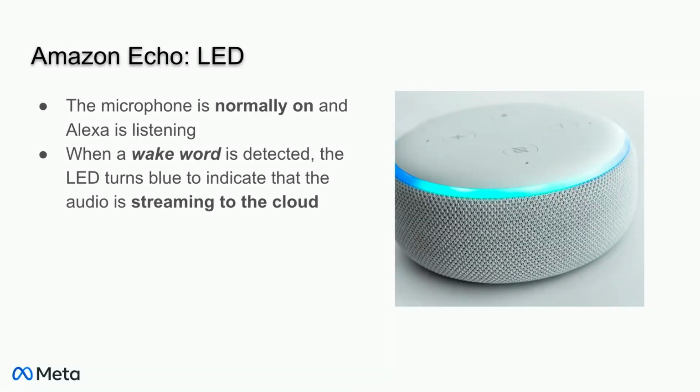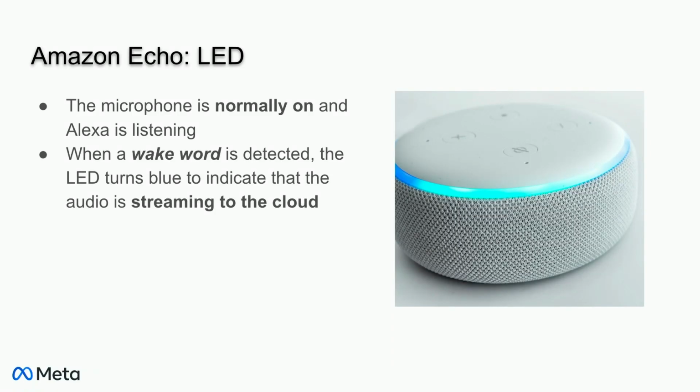Now, Amazon Smart Speaker takes an entirely different approach. The microphone is normally on and listening for a wake word. Phrases like, "Hey Alexa." I'm waiting for somebody's device to go off. I always do that on purpose. So it's listening for a wake word, right? But the light is actually off that entire time. And the light only comes on once a wake word is detected and data starts streaming to the cloud.